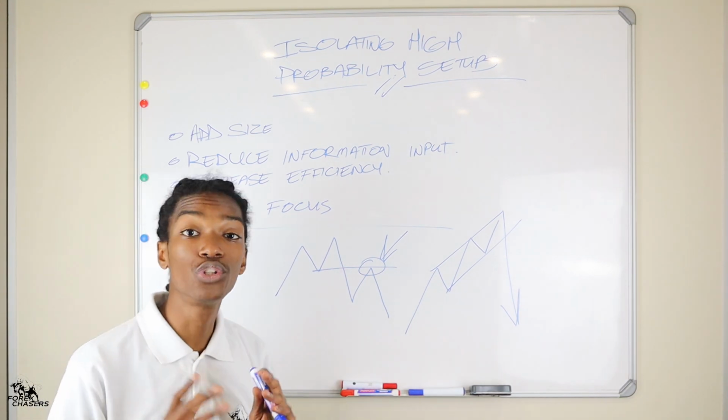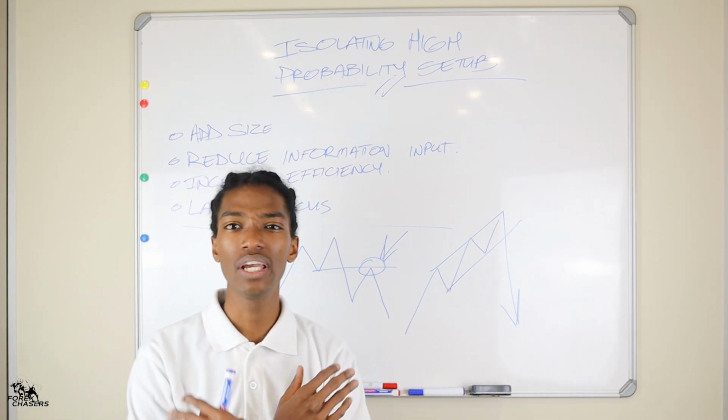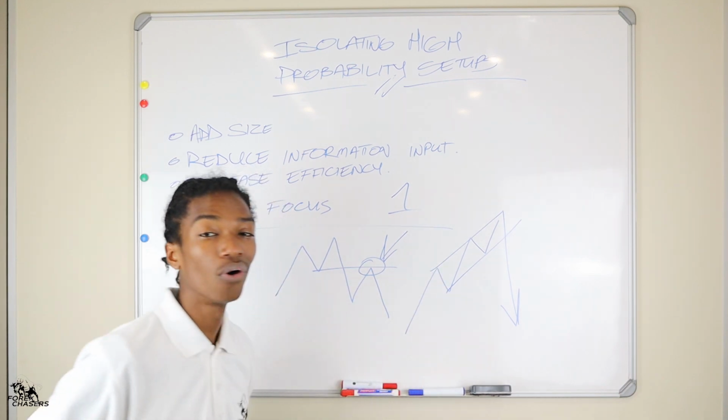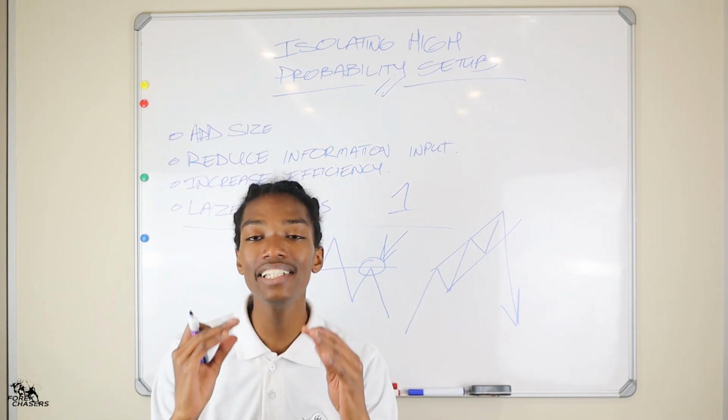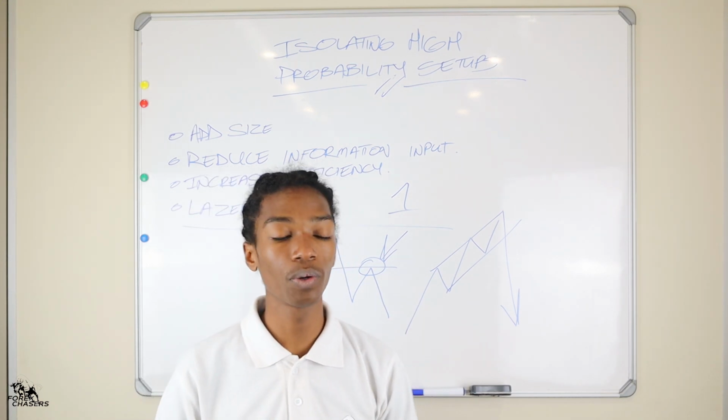But how we're going to do that is by isolating. For example, let's just say we are the type of individual that only looks at one Forex pair. Now, within this one Forex pair, we still need to be able to isolate high probability setups. So that's exactly what we're going to do.